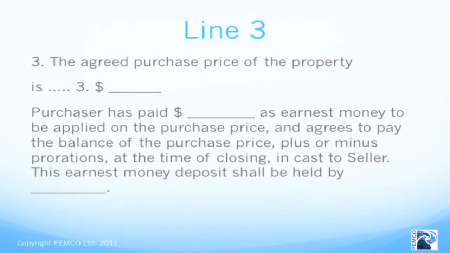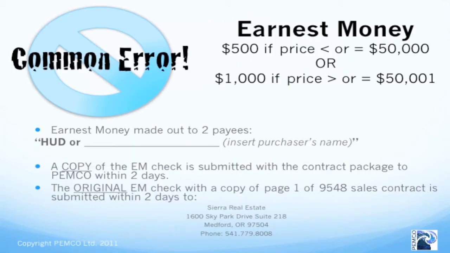Line 3 states the purchase price of the home followed by earnest money details. The purchase price will be auto-populated, and the second blank is asking for the amount of earnest money paid. This number will be $500 for purchase prices of $50,000 or below, or $1,000 for $50,001 or above. This blank should only be one of those two amounts, $500 or $1,000. The third blank is asking who will be holding the earnest money. If not auto-populated, this line should be filled in by you with the phrase HUD or HUD designated closing agent.